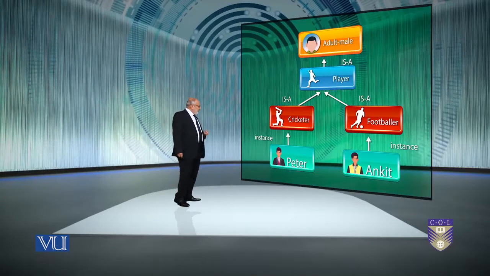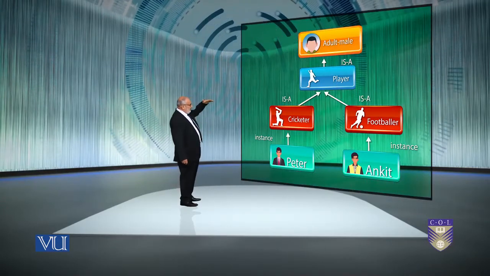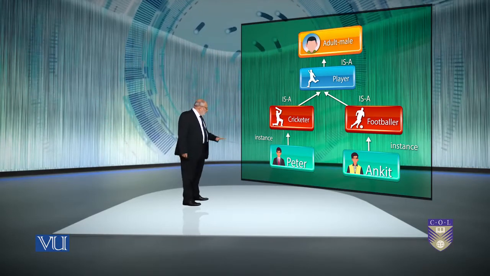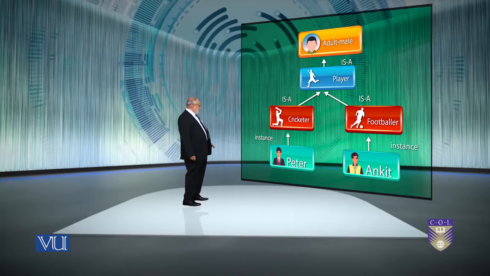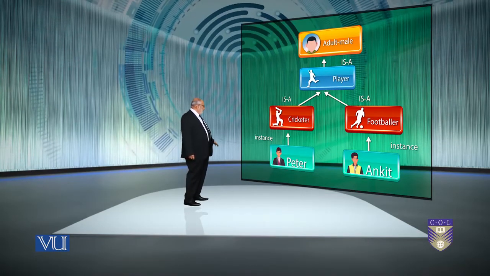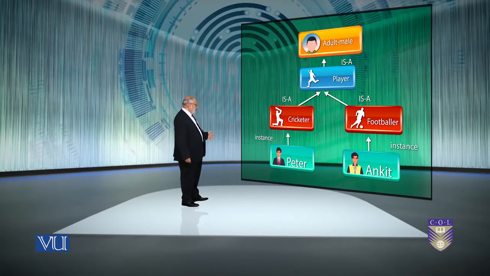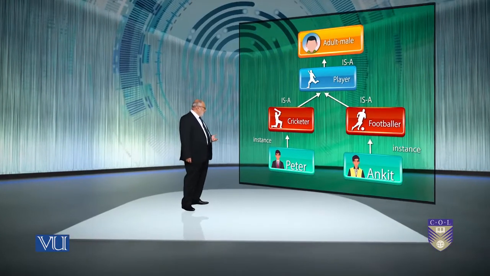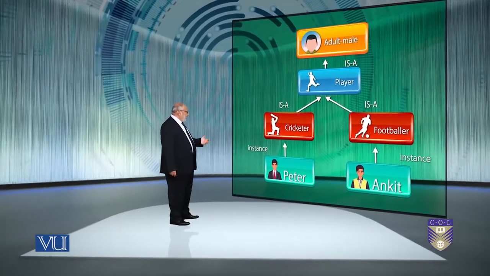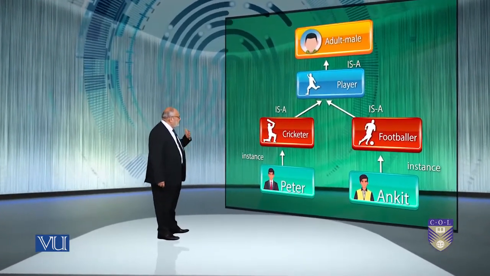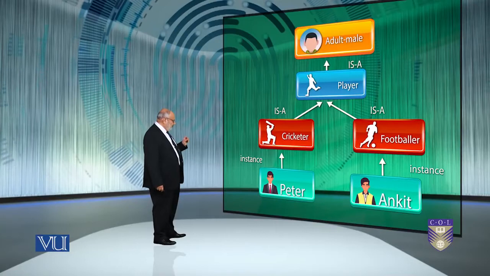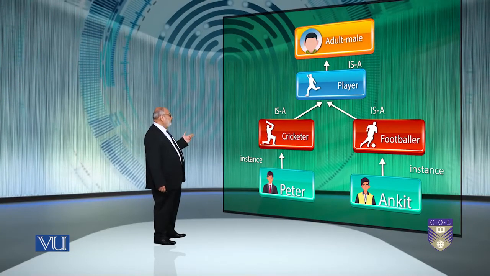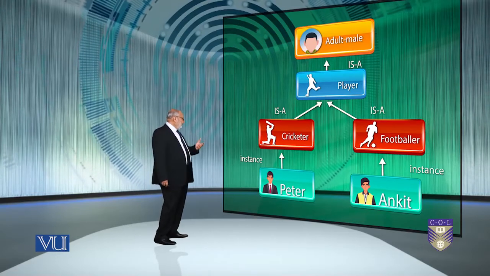If you look at the diagram here, at the very top, as I said, is the adult male. And if you look deep down, we are given two different names, Peter and Ankit. Peter is an instance of a cricketer. Ankit is an instance of a footballer. These are specific people who are instances, or so to speak, copies, of a cricketer as well as a footballer.